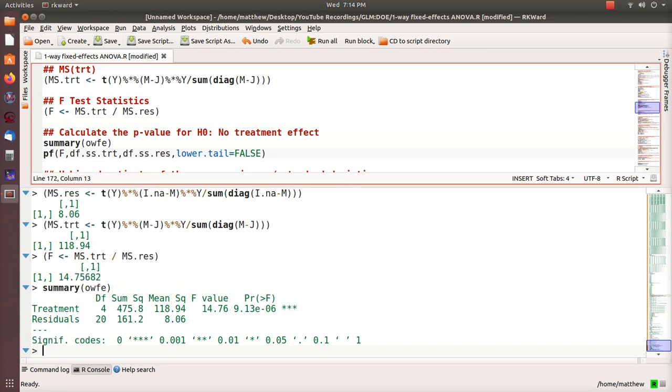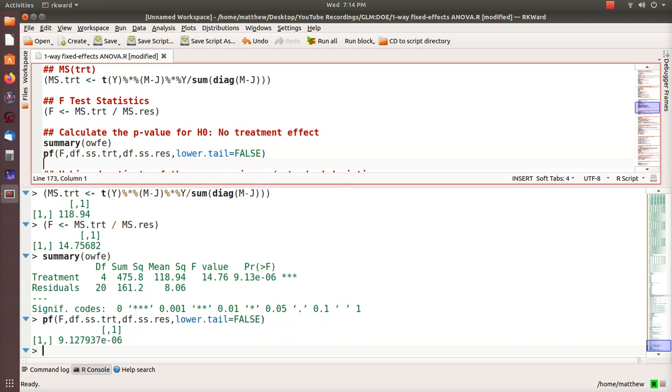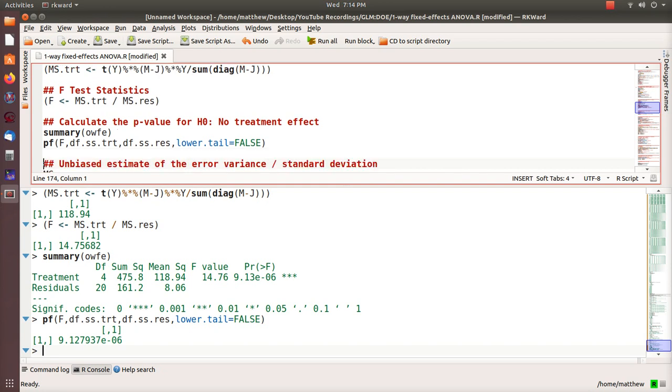Now the p-value is the area in the tail from that test statistic. So we're going to use the pf function, which calculates area under the F distribution. We use our test statistic F. We have numerator degrees of freedom, denominator degrees of freedom, and we want it in the right tail. So that's what that FALSE is. And we get the exact same p-value. So that's how you do it from scratch. And this is what we covered in the video.